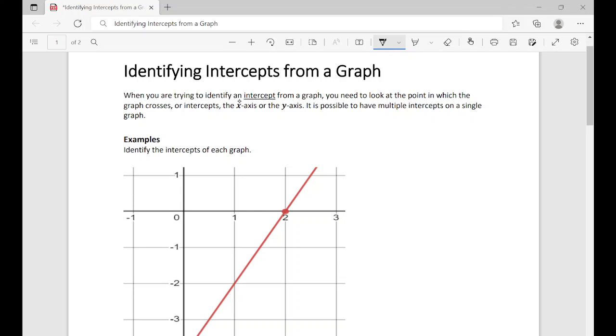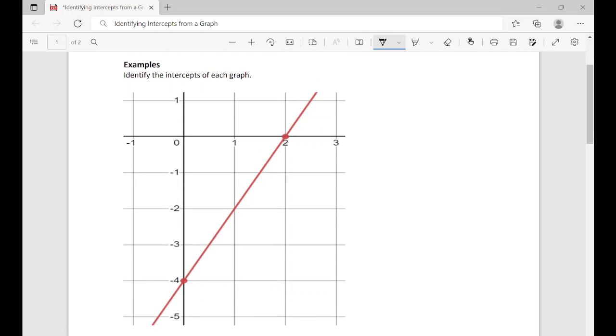When you are trying to identify an intercept from a graph, you need to look at the point in which the graph crosses or intercepts the x-axis or the y-axis. Just keep in mind that it's possible to have multiple intercepts on a single graph. So if we have this graph here, we want to identify where they cross the x-axis and the y-axis.